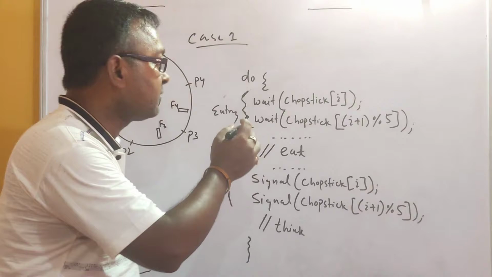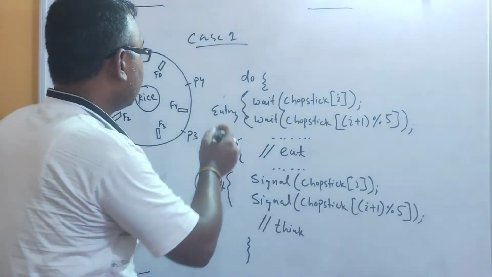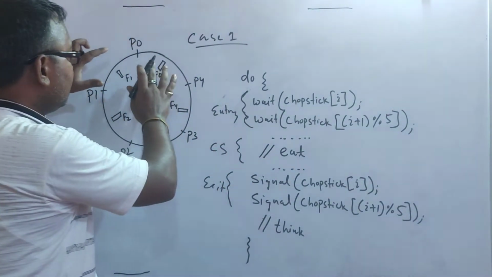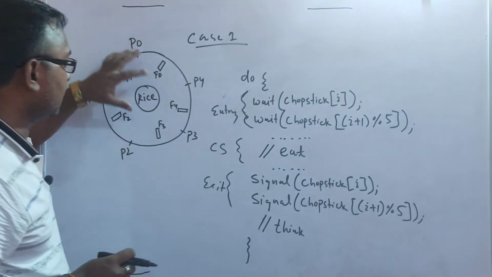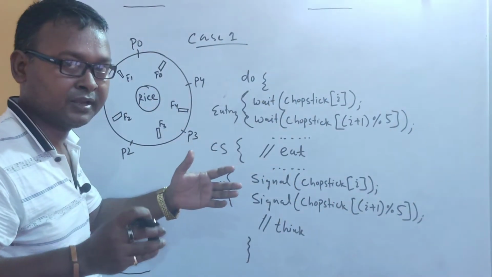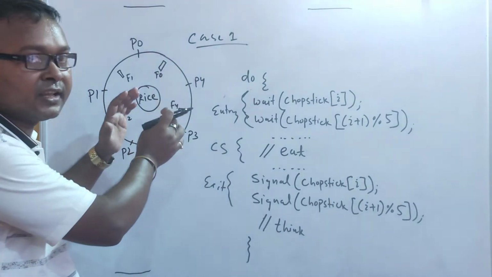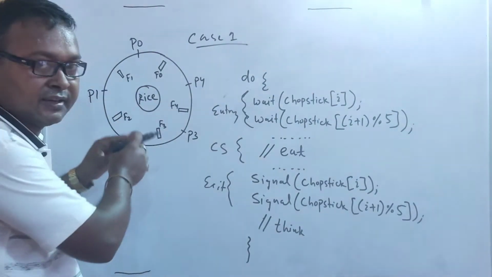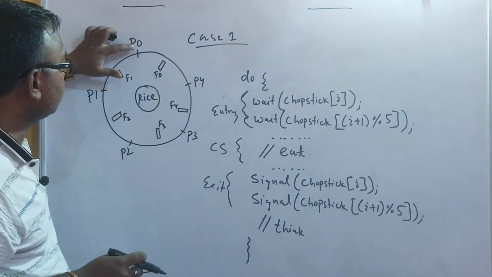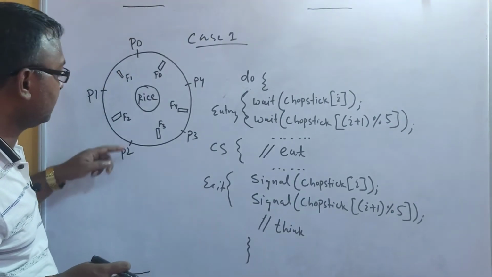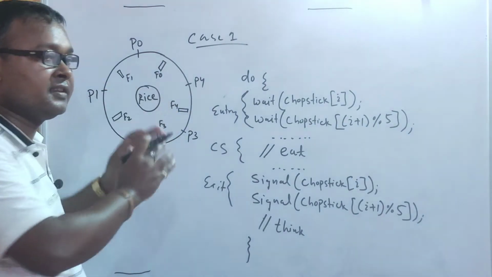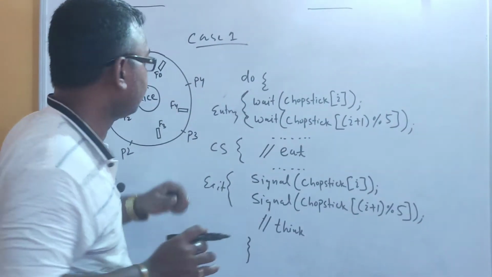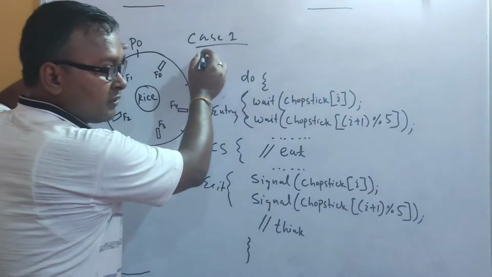Let us first try to understand case number 1. So in case number 1, each and every philosopher will be coming at a different timing, not gathering at a time to eat the rice, right? So first of all P0 will be coming, then P1, P2, P3, P4 in a sequential way, they will be coming, eating the rice and moving out. Okay, so that is our case number 1.